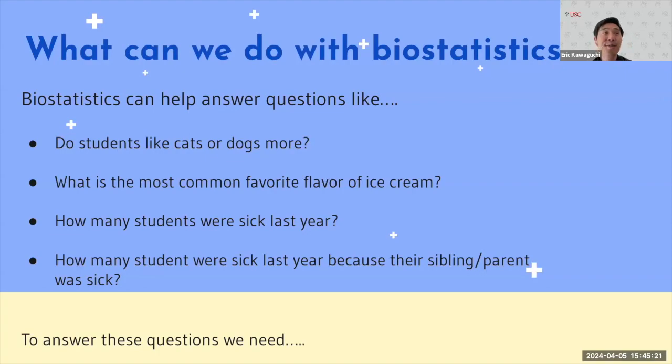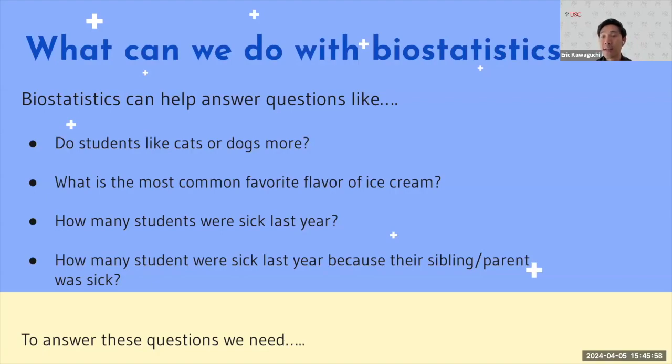Another fun thing you can do is you can ask what is the most common favorite flavor of ice cream, right? We want to see how many different flavors there are, if there's a clear winner or if it seems to be tied. And then we can have some bigger problems we want to solve. For example, you might want to answer the question, how many students were sick last year, right? So a lot of kids get sick with the flu or with a cold, especially during the winter time because it's really cold and chilly outside. And so you might want to see just how many students were sick over the past year.